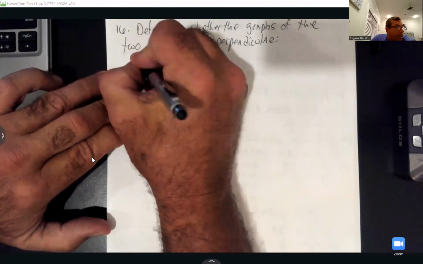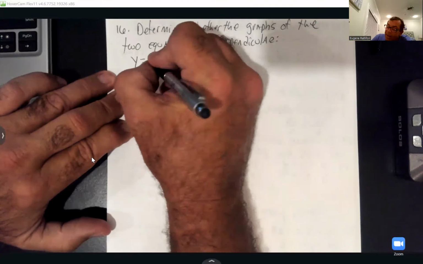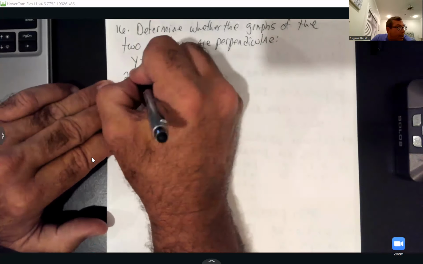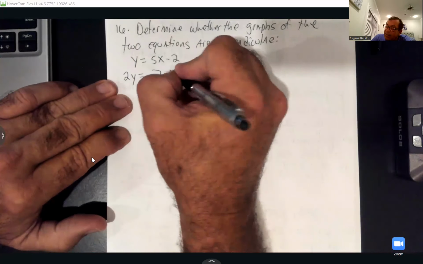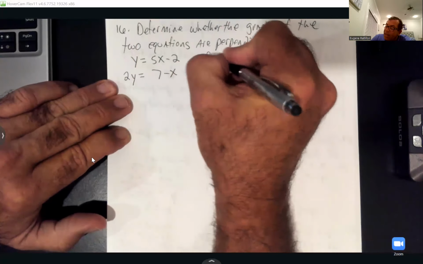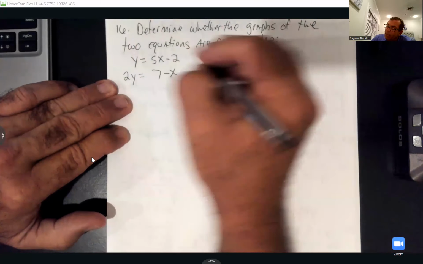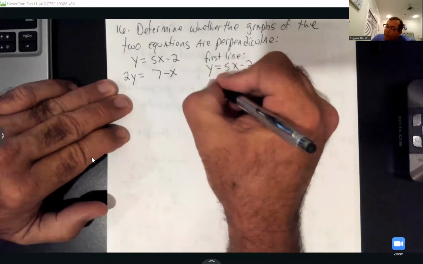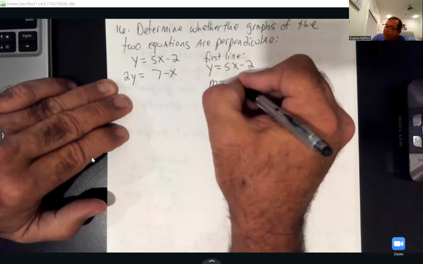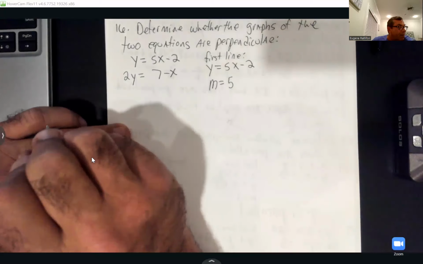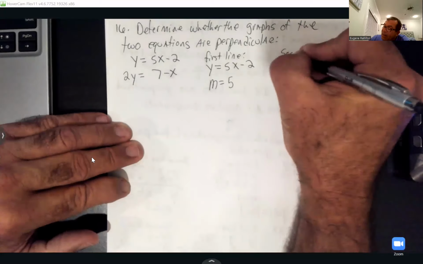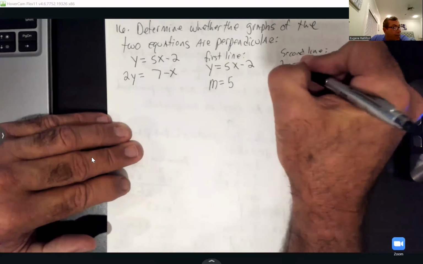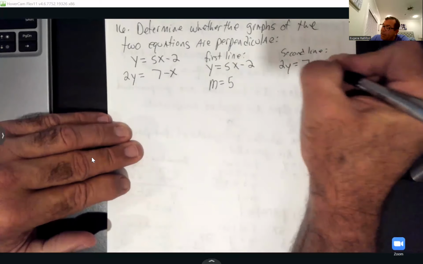All right, y'all, to give me y equals 5x minus 2 for my first line, and then 2y equals 7 minus x. All right, so the first line is already solved. Y equals 5x minus 2. So the slope of my first line is a 5. So now my second line, I got 2y equals 7 minus x.